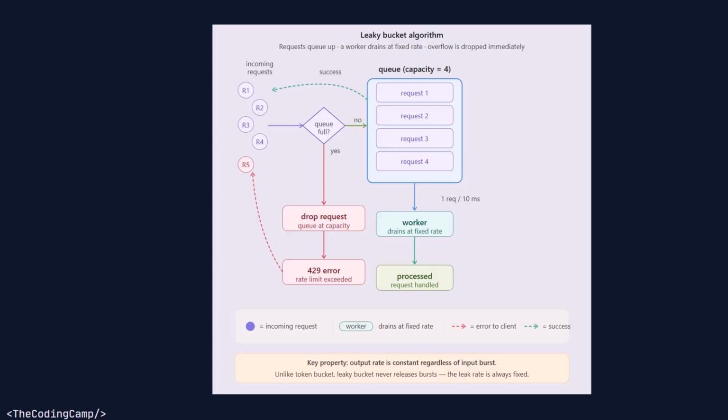So the two parameters here are the queue size and the outflow rate. The outflow rate is your throughput, how many requests per second your system will actually process. The queue size determines how much burstiness you will absorb before you start dropping requests. A larger queue means you can absorb longer bursts without dropping anything, but it also means requests can sit waiting in the queue longer before being processed, which increases latency.